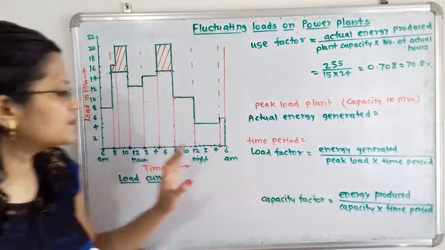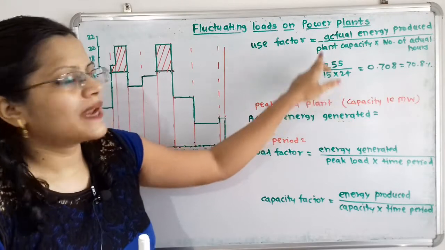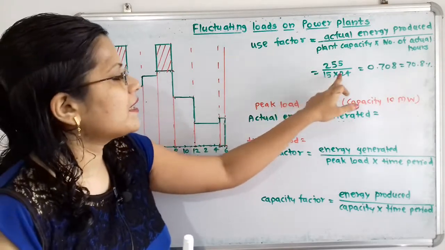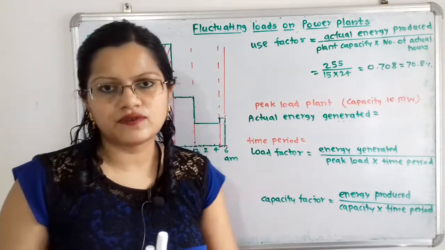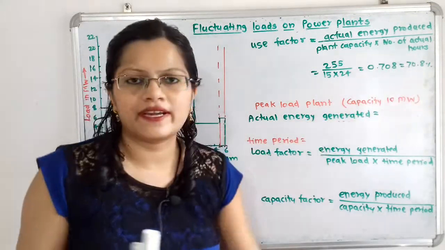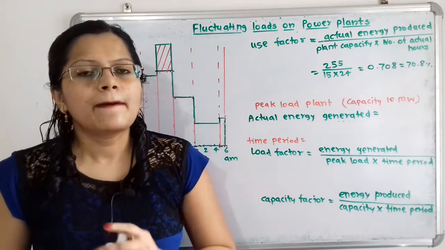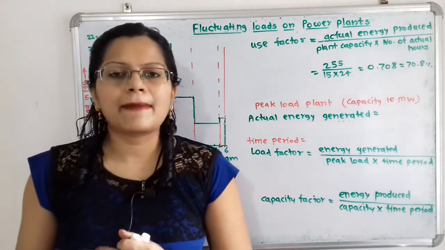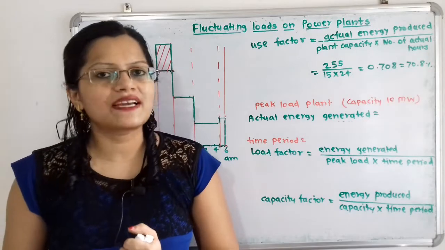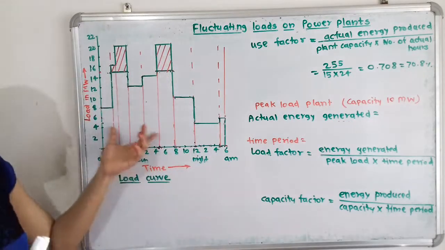So if we observe for this base load plant, it is 255 divided by plant capacity, which is 15, and number of actual hours, that is 24. When we calculate this, we will get 0.708, which is equal to 70.8%. Here plant capacity is the maximum load, or we can say peak load. There is no reserve capacity for this base load plant.